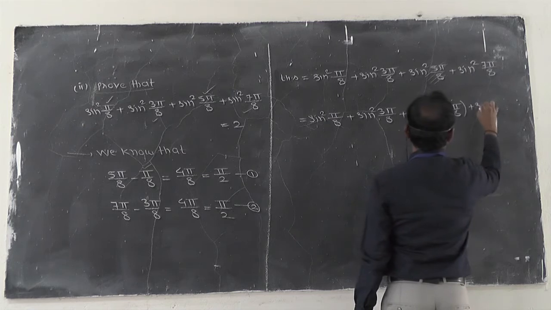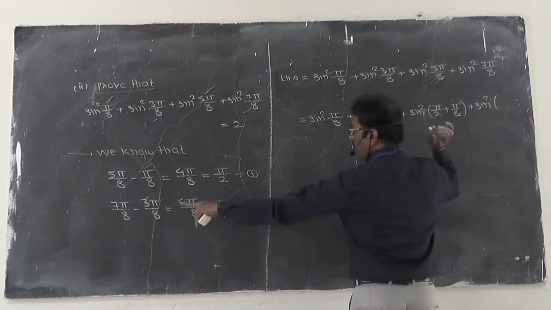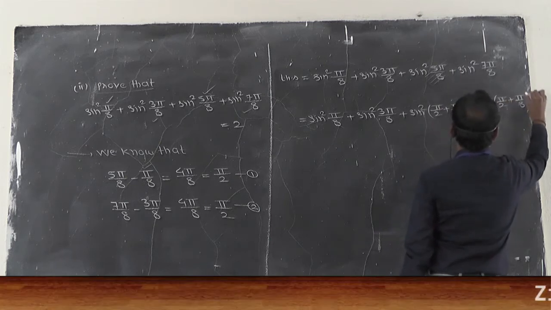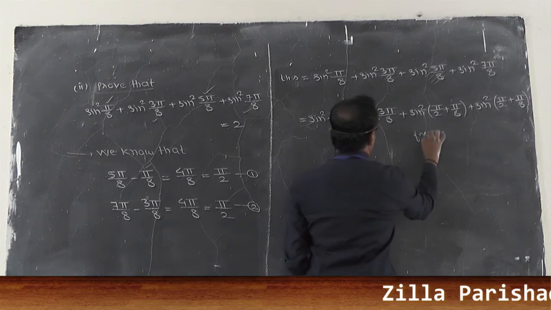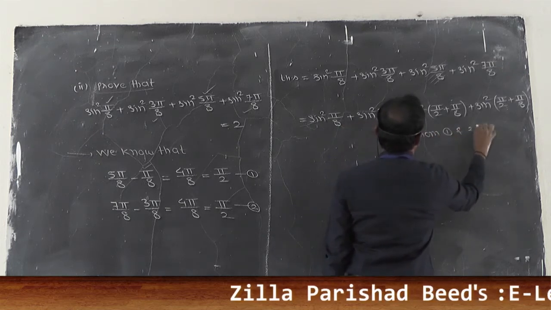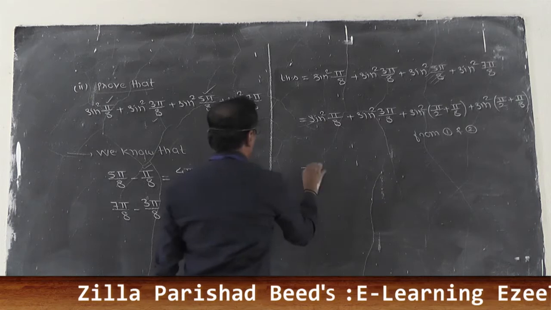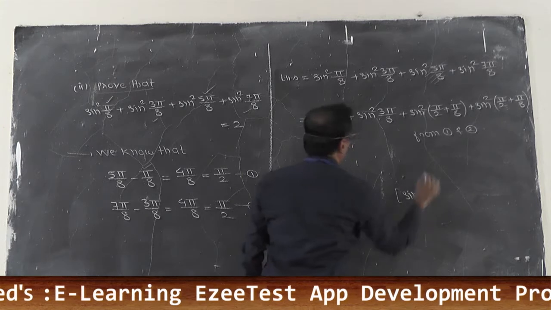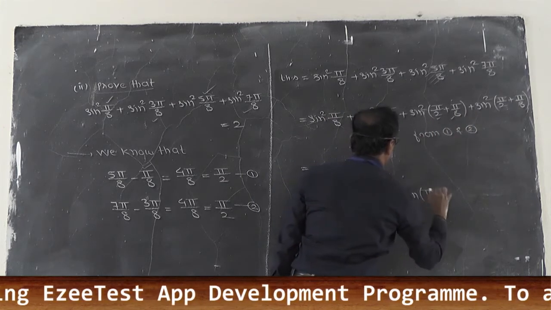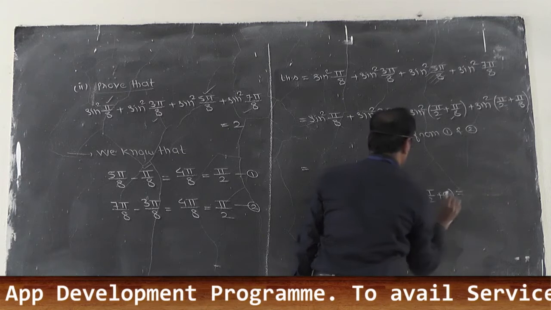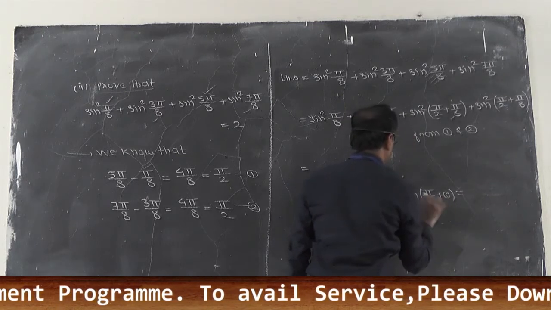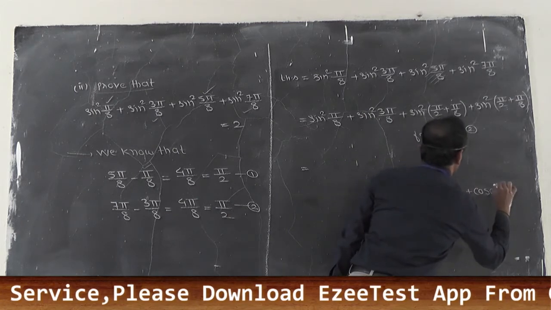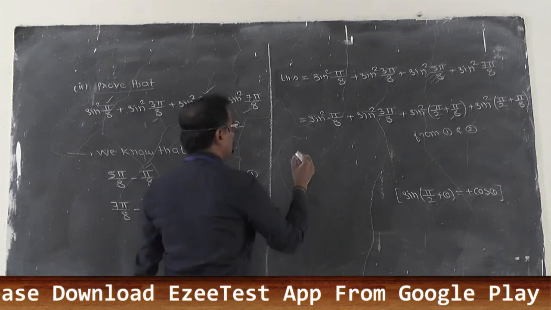In the same way, we will write sine square of pi by 2 plus 3 pi by 8 for 7 pi by 8. It is written from equations 1 and 2. Now you have to remember this formula. What is the formula for sine of pi by 2 plus theta? Sine of pi by 2 plus theta is in the second quadrant. In the second quadrant, sine is positive, and here it is pi by 2, so we have to write cos theta.